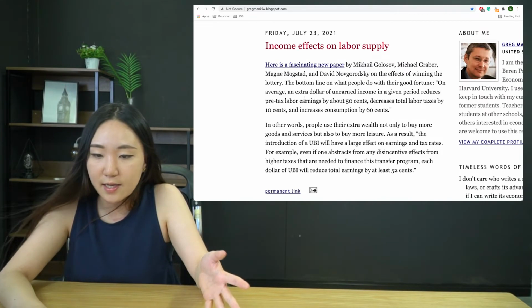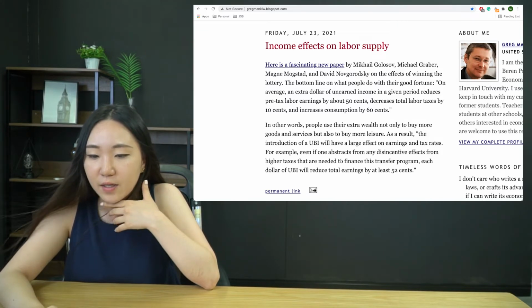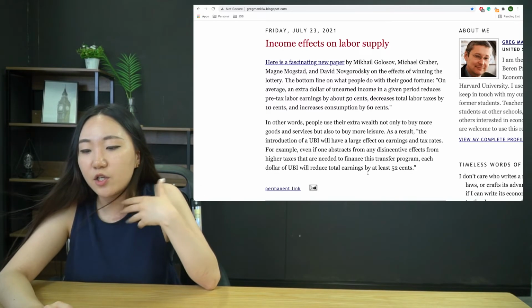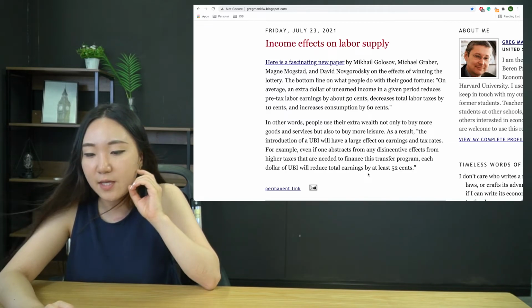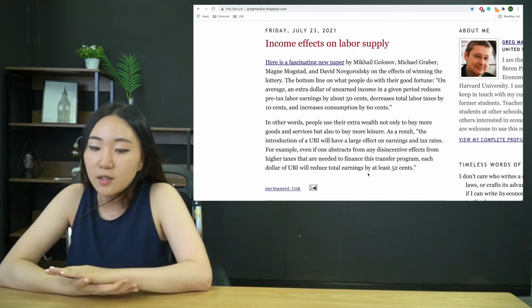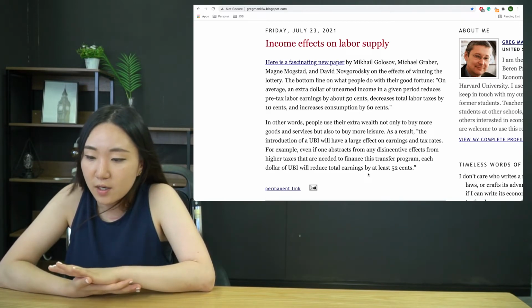Here, let's look at this latest one. So we're looking at income effects on labor supply. On average, an extra dollar of unearned income in a given period reduces pre-tax labor earnings by about 50 cents, decreases total labor taxes by 10%, and increases consumption by 60 cents. In other words, people use their extra wealth not only to buy more goods and services, but also to buy more leisure. As a result, the introduction of UBI will have a large effect on earnings and tax rates.